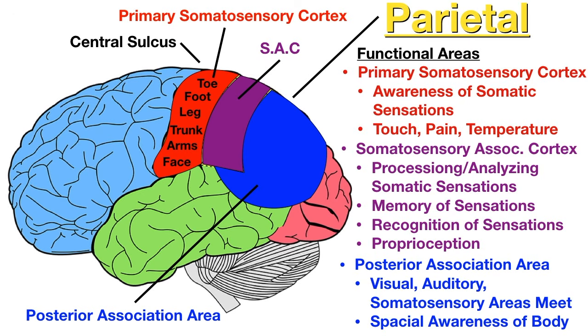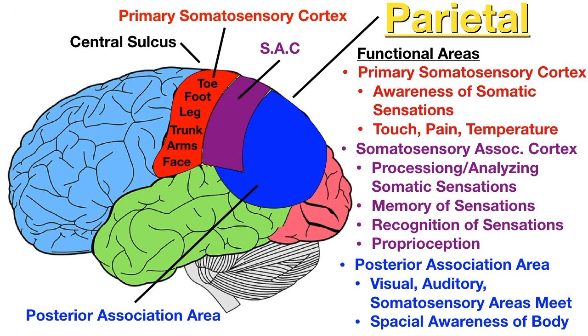And there's a reason for this. The somatosensory stimuli from the parietal lobe, the visual stimuli from the occipital lobe, and the auditory stimuli from the temporal lobe all meet at the posterior association area, and we process and analyze all this information, which helps us with proprioception and to develop spatial awareness of our body position and everything around us.